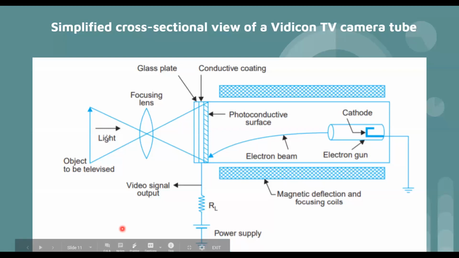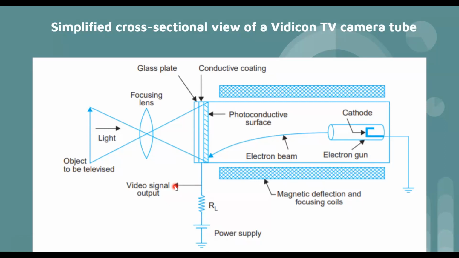This is the object to be televised, and these are the focusing lens. This is the glass plate with the conductive coating material. Here are the deflection and focusing coils. The glass plate conducting material is connected through a load resistance RL to the power supply. From this pin you have the video signal output.